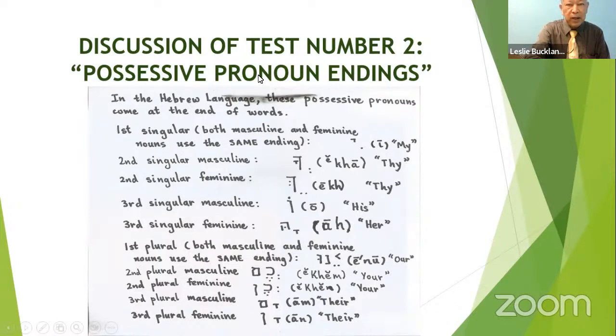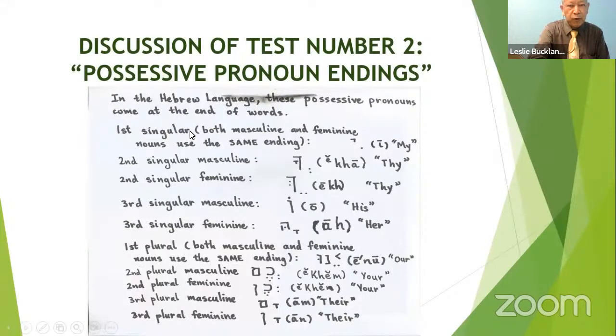So where may we find these possessive pronoun endings? These possessive pronouns come at the end of words. Brother Solin, you're still correct when you said that they're put onto the left-hand side of the word, because we're reading the word from the right-hand side to the left-hand side. And so it would come at the left-hand side of the word. Both of them are correct. They come at the end and they come at the left, because the left is the end section of the word.